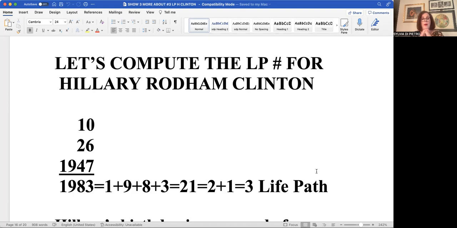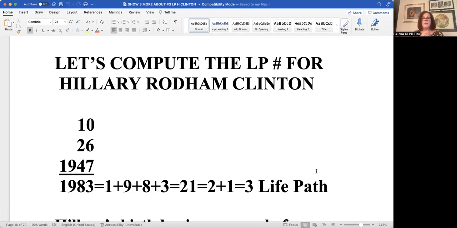Let's look at her month of birth. Her month was October, and it's the 10. And anybody with a 10 in their life path number usually is out there and independent at a very early age for some reason. The 26 is an 8. 2 plus 6 is 8, but it is a very, very loving, affectionate number with children and animals and people in general.